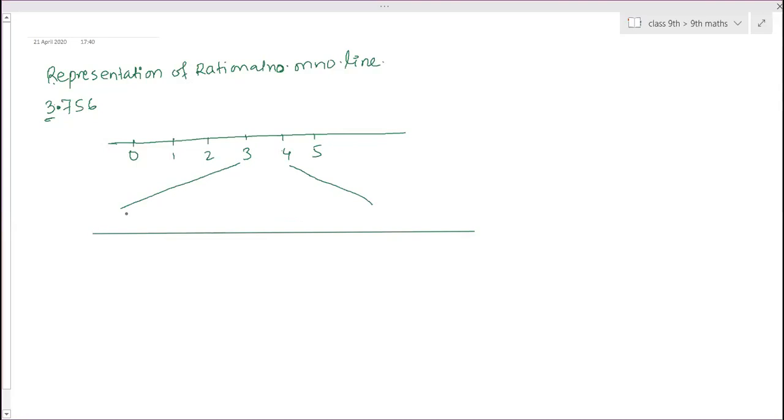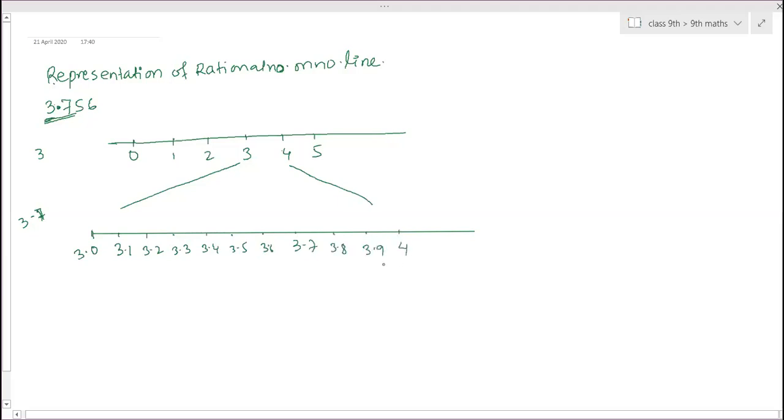So we have to show it by successive magnification. After 3 to 4, what will be the first number? The representation of 3.7. So this is 3. Now 3.7 we have to show on the number line. After 3, with 1 decimal place, it will be 3.0, 3.1, 3.2, 3.3, 3.4, 3.5, 3.6, 3.7, 3.8, 3.9, and finally 4. So now 3.7 is here. But the number is still beyond 3.7 because the next is 3.75.